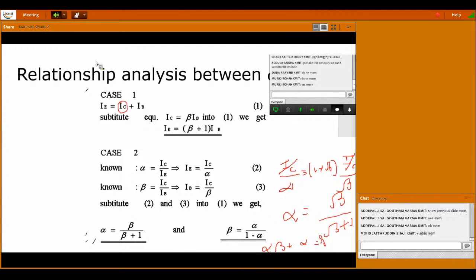Now if I wanted to find beta in terms of alpha, then taking beta common, it is equal to beta times 1 minus alpha, which is equal to alpha, where beta is equal to alpha divided by 1 minus alpha. So these are the relations between your current gain of common base and current gain of your common emitter.